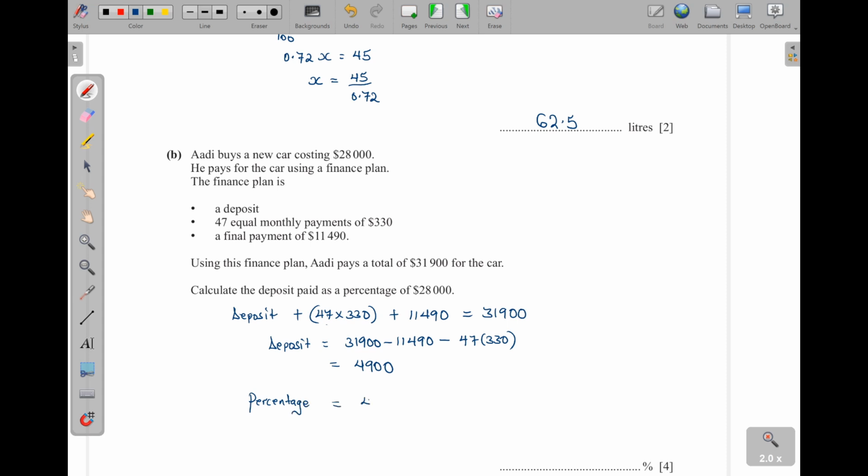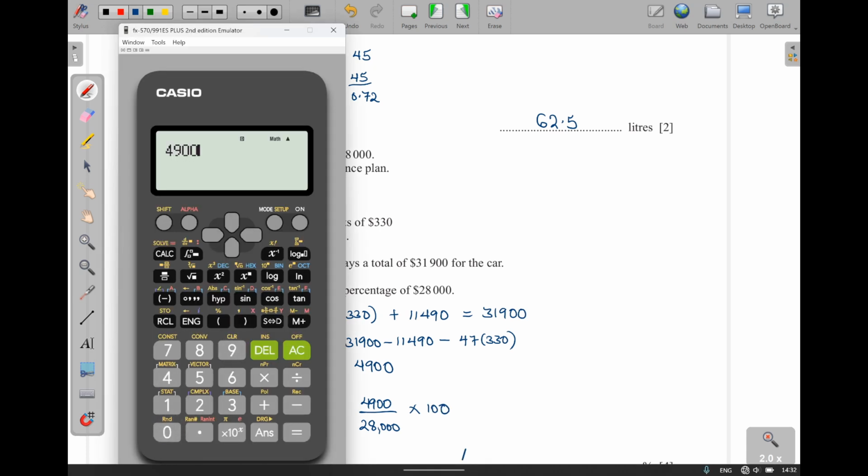Okay, then to find a percentage, we are going to get 4900, we divide by the 28,000. Then we multiply by 100. What do we get? 4900 divided by 28000, then times 100. This gives us 17.5.